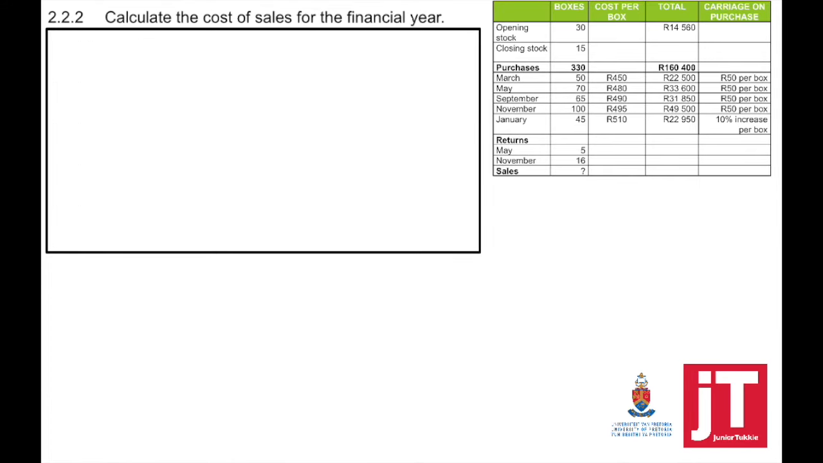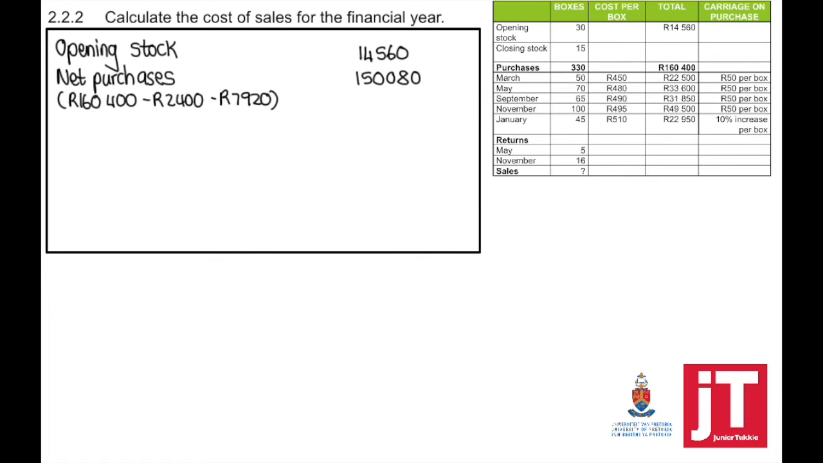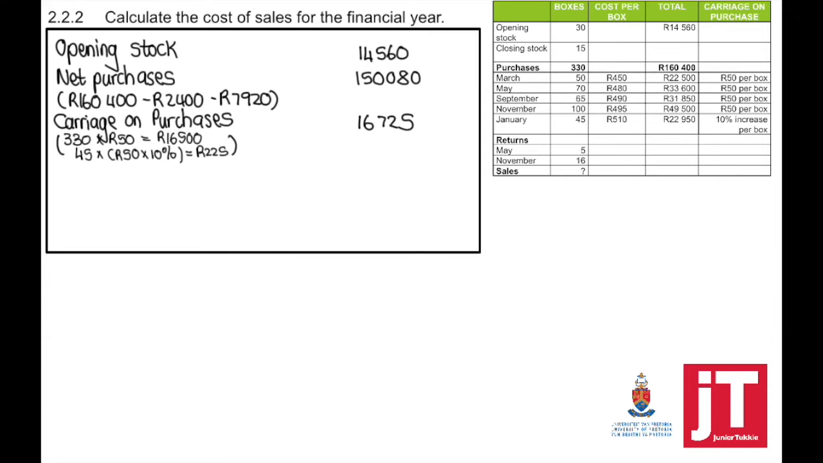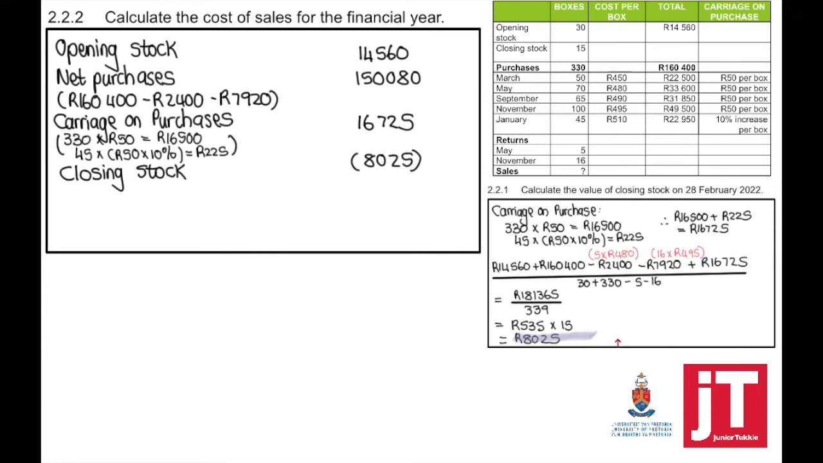To calculate the cost of sales, it's my opening stock plus net purchases. So we're going to say 160,400 minus the returns plus carriage on purchases, which we've calculated, minus the value of our closing stock equals my cost of sales. Remember that you have to use your answer calculated in the previous question, the value of the closing stock.